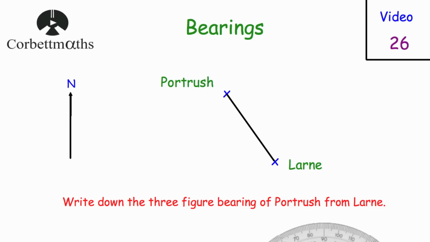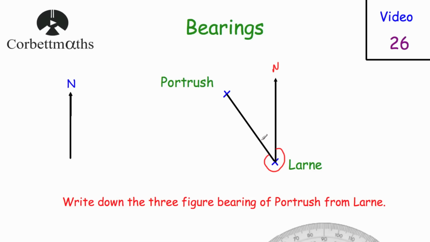So we're in Larne, and we're going to do our north line at Larne. So there's our north line, and let's just mark it with a little N. Now we've got to mark on the angle we want to measure. So remember, bearings are measured clockwise from north. So we want to go clockwise from north all the way around to the line joining Portrush and Larne. So we need to measure this angle here. It's a reflex angle, so it's going to be bigger than 180 degrees, but less than 360. So we want to measure that angle.